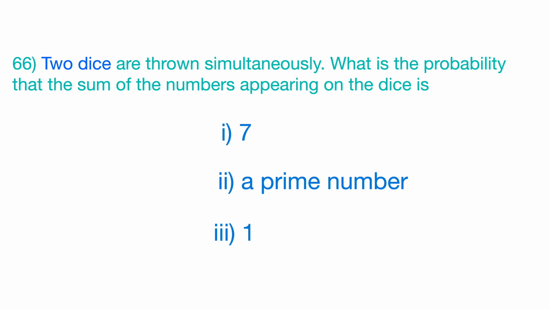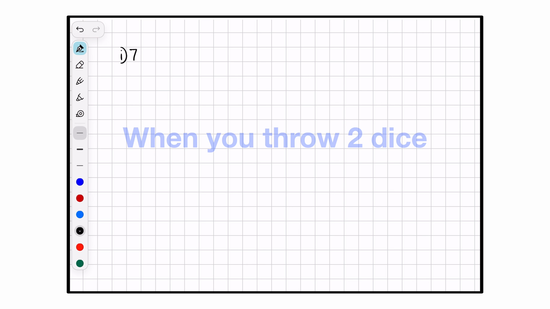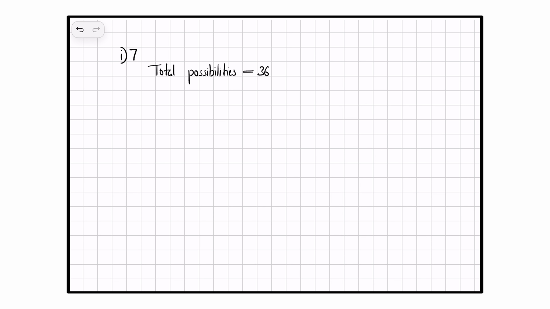Two dice are thrown simultaneously. What is the probability that the sum of the numbers appearing on the dice is 7, a prime number, and 1? We will solve this one by one. The first one is 7. When you throw two dice, we have a total of 36 possibilities. Now the sum of the numbers appearing on the dice has to be 7. So what are the possibilities to get 7 as the sum of two numbers? Let us list it down.